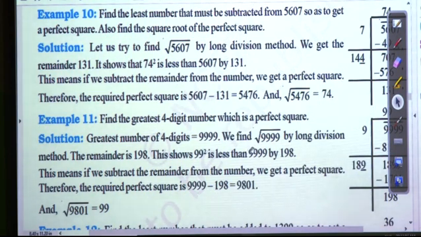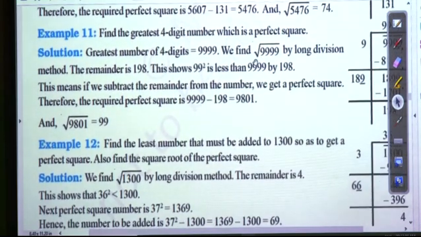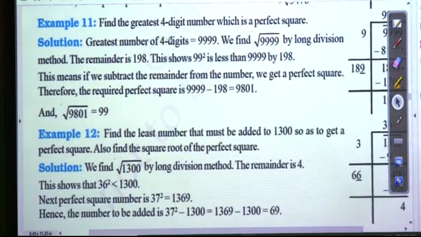Let us go for the next example. Find the greatest 4-digit number which is a perfect square. What we have to find out? Find the greatest 4-digit number which is a perfect square. Now what is the greatest 4-digit number?